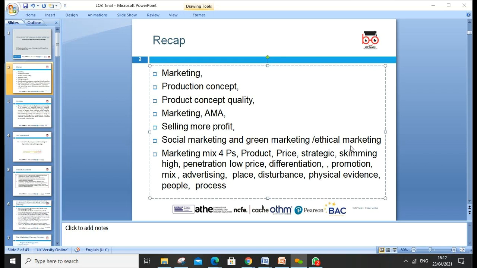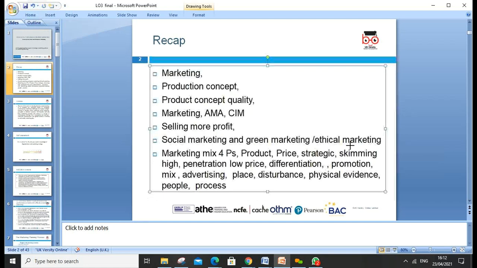We learned about the AMA, American Marketing Association. We learned the CIM definition as well, marketing and marketing management. We discussed the selling concept, the social marketing concept, and green marketing. We discussed the marketing mix, the 4Ps, and different pricing strategies. We learned about advertising and distribution. These are all the marketing mix.